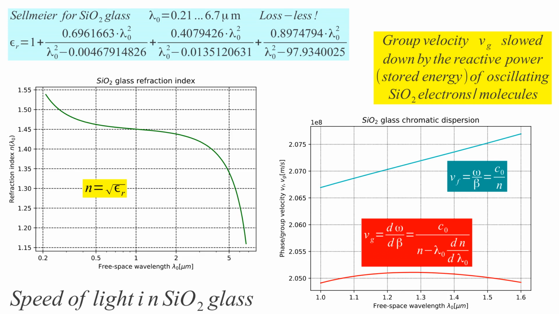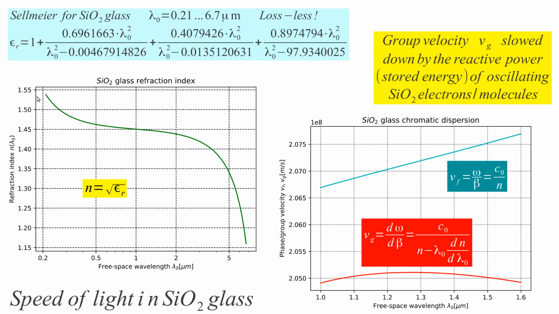But the group velocity is what counts, actually. For communication, we are making narrow band communication, so our bandwidth is much smaller than the central frequency of our communication, and we should calculate the group velocity, so the velocity the pulses propagate in such a media.